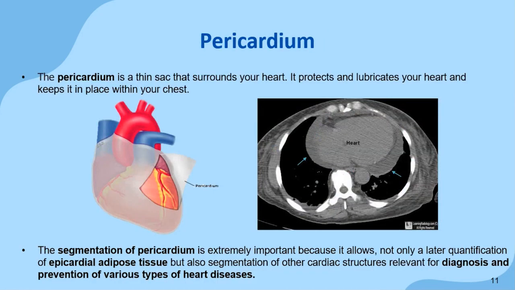The pericardium is a sac that surrounds the heart, as you can see from the image on the left, as well as the CT image on the right, representing the outline around the heart, with protective and lubricating functions. The segmentation of the pericardium is extremely important because it allows not only a later quantification of the epicardial adipose tissue, but also segmentation of other cardiac structures such as atria, ventricles, or blood vessels, relevant for diagnosis and prevention of various types of heart disease.